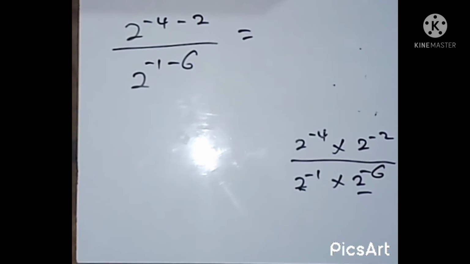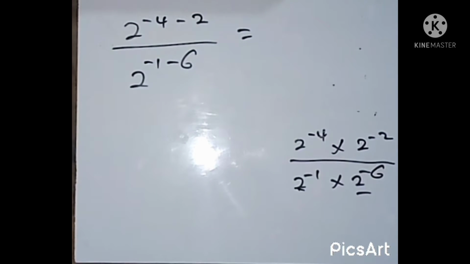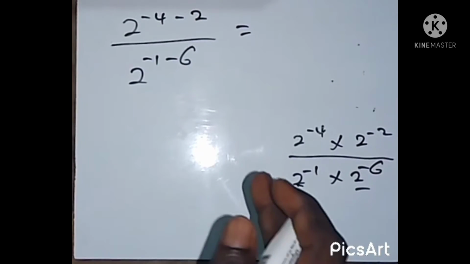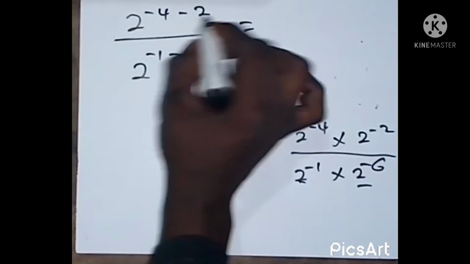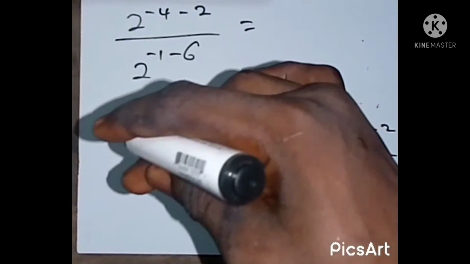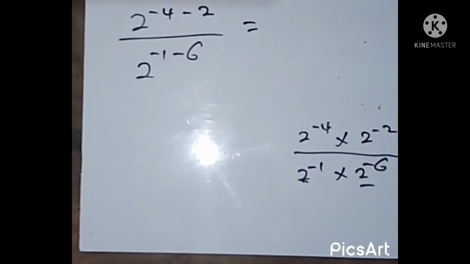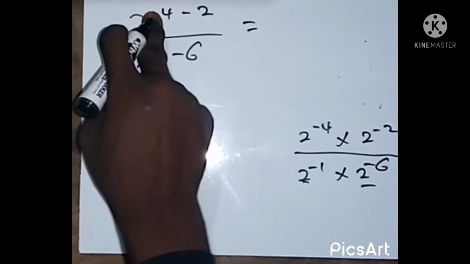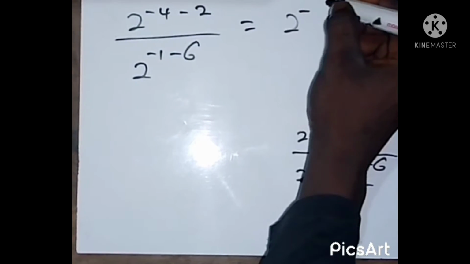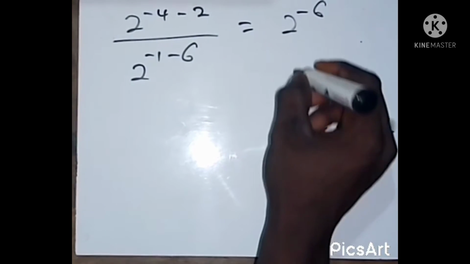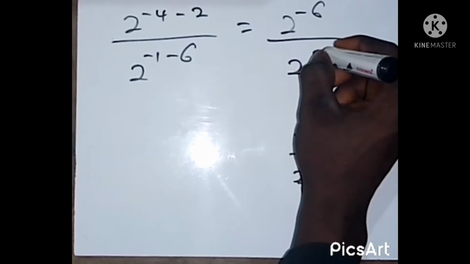the same laws of indices. When the bases are equal and it is dividing, we take one of the base, then we subtract the exponents. But first we need to do some necessary deduction here. Now negative 2 and negative 4 will give us 2 exponent negative 6. Over here too, we are going to get 2 exponent negative 7.